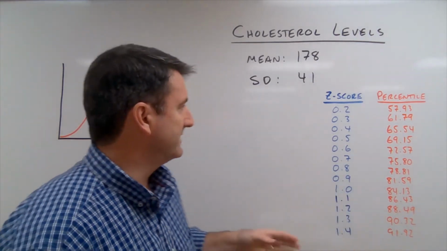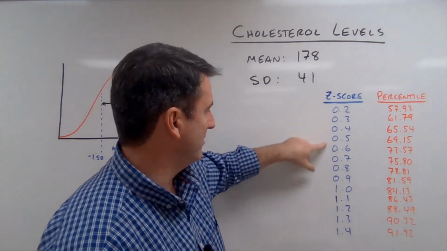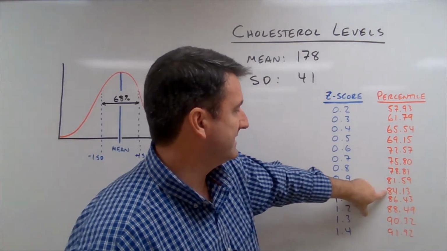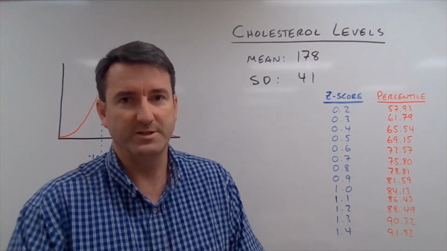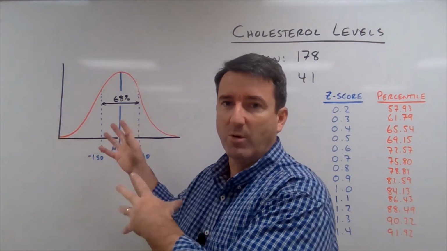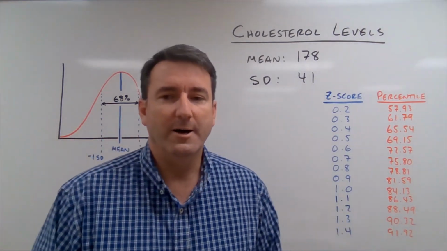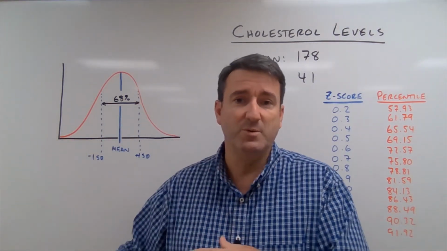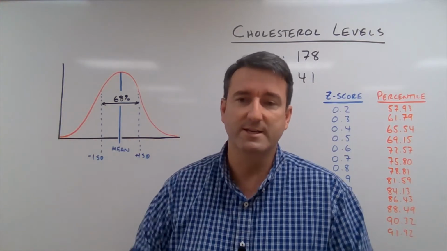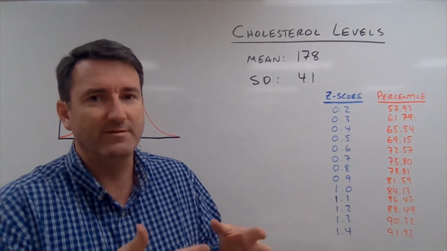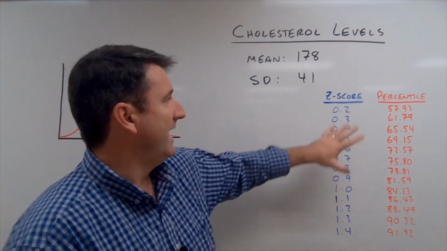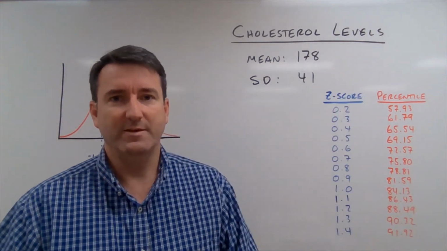And if we look onto our table here, we look at our z-score of 1, and we can see that our percentile is going to be right about 84%. So there's a direct relationship between what we saw in this normal distribution and the 68, 95, 99.7 rule and the table that I've given you.